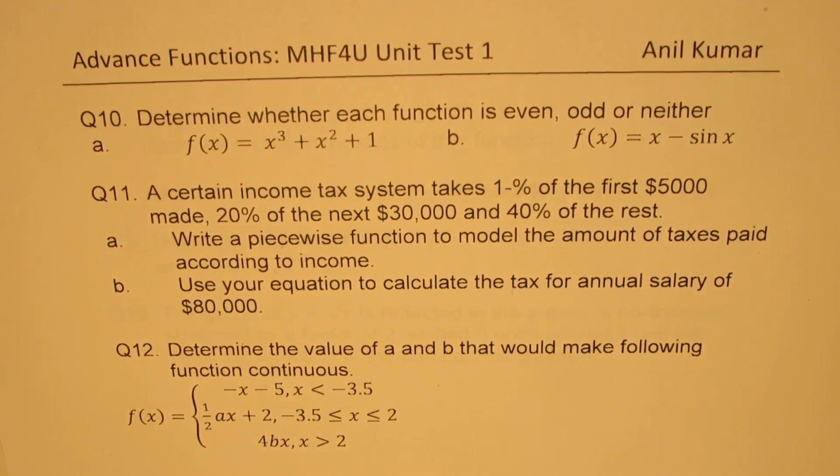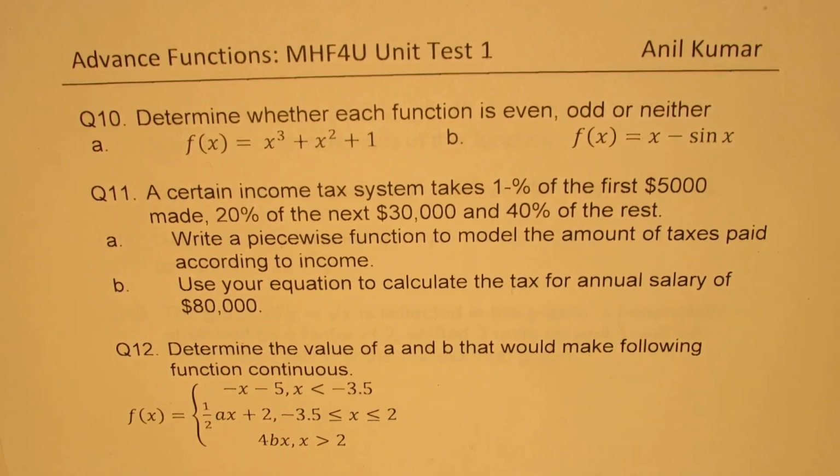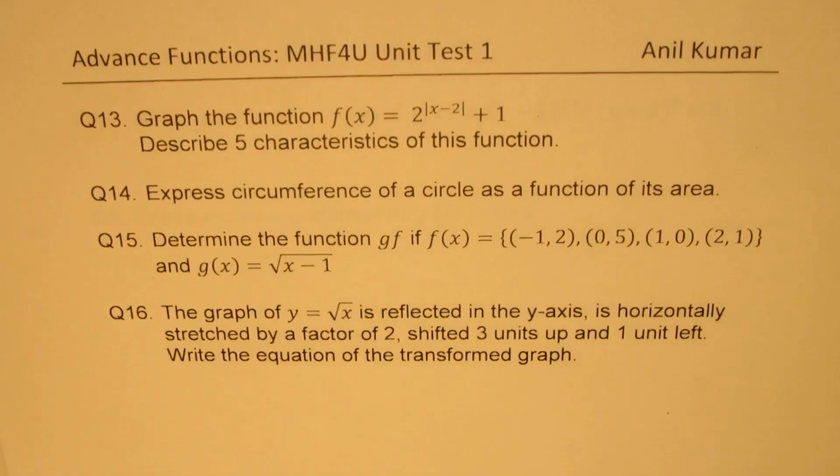Question number 12. Determine the value of a and b that would make the following function continuous. So as a piecewise function, f of x equals minus x minus 5 for x less than minus 3.5. f of x equals half of (ax plus 2) for x between minus 3.5 and 2, both included. And when x is greater than 2, f of x is 4bx.